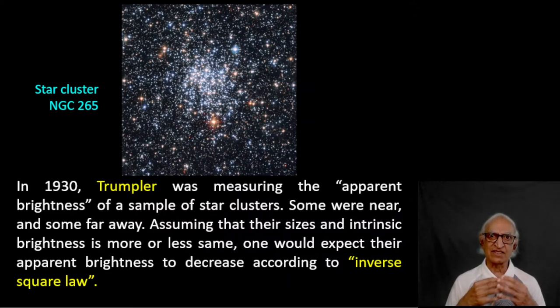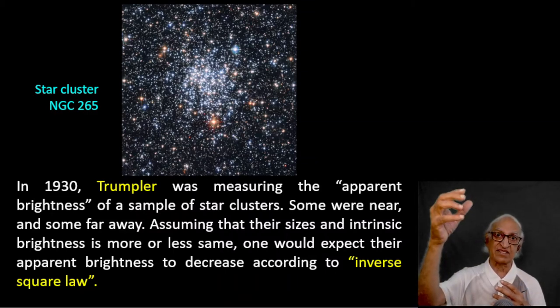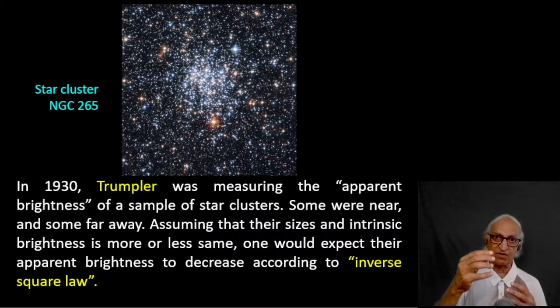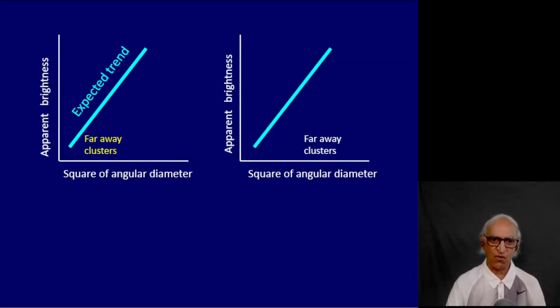Now, let us assume that the sizes and the intrinsic brightness, or the luminosities, of the star clusters are the same. In other words, assume that they are standard candles of standard sizes. Then you would expect that the apparent brightness of the very distant clusters would be much lower, and the apparent brightness of the nearby clusters will be much higher due to Newton's inverse square law. What is shown in this diagram on the y-axis is the apparent brightness, or the intensity we measure, as a function of the square of the angular diameter, the angular size. And what you would expect is what is shown in the line over there, a sloping line.